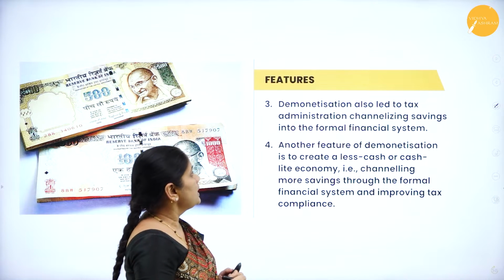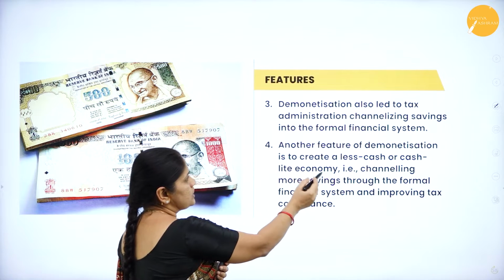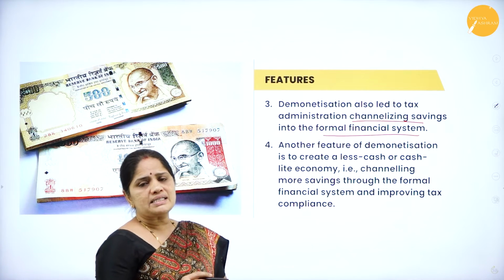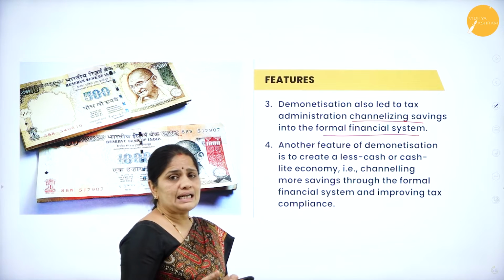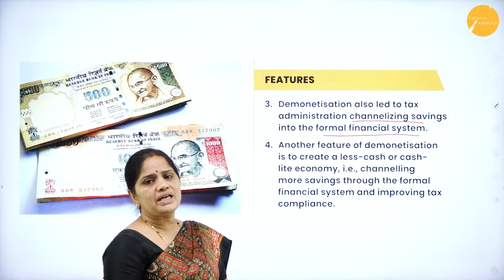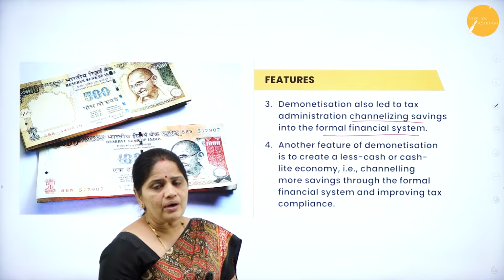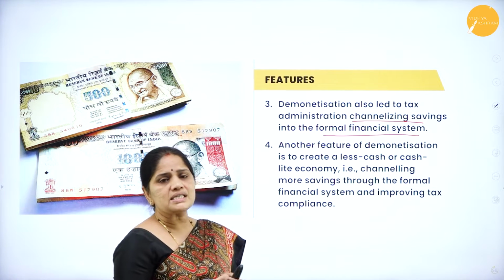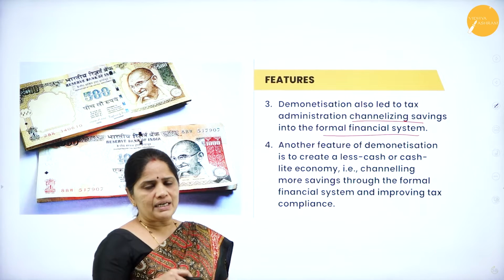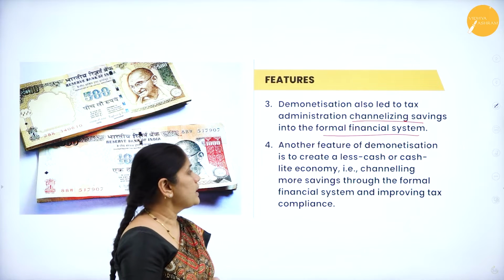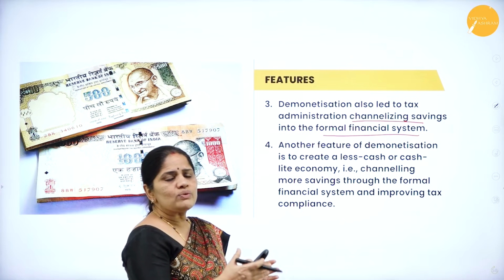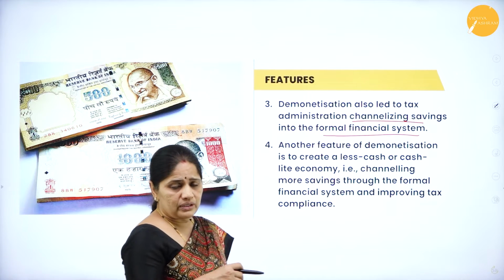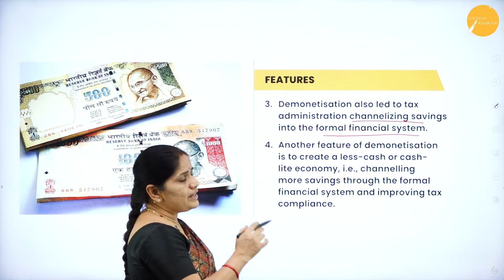Then the next feature of demonetization is that it led tax administration to channelize savings into the formal financial system. Usually the ladies just keep notes of these denominations in their cupboard. They don't put it in the bank. Because of this demonetization, all the money which was hoarded in cupboards or in various other places came out and went to the bank. The savings hidden by the ladies of the household came into the main system, so whatever savings they had could reach the bank. That is, it reached the formal financial system.